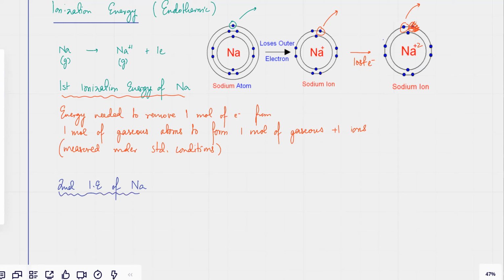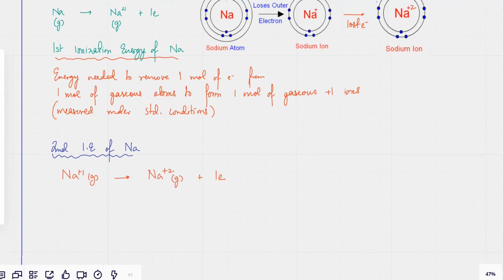Now in the second one, remember the sodium has already lost one electron, so sodium is already +1. But now it's losing another electron and it will turn into +2. So it has lost another electron. So it has turned into a +2 gaseous atom. And so the definition is, I mean, it's exactly the same definition.